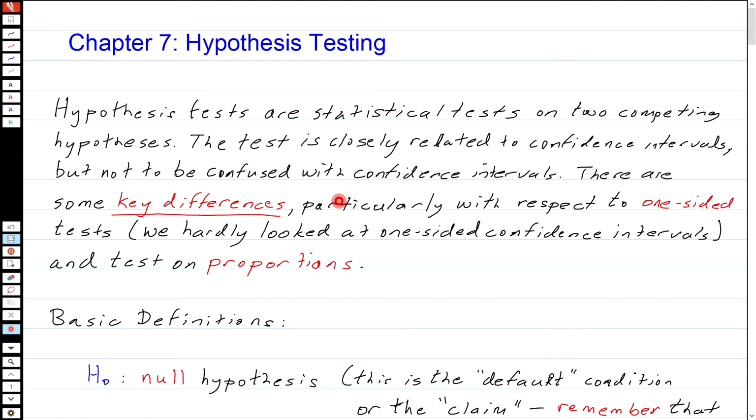I don't want to see this done using a confidence interval because there are some differences, and I'll try to explain where those differences are as we go along. Particularly in hypothesis testing, a lot of our tests are actually one-sided, whereas confidence intervals are often two-sided. There are also a couple of significant differences between confidence intervals on proportions and hypothesis tests on proportions, and again I'll try to explain where that comes about. That'll probably be next week in week 11.